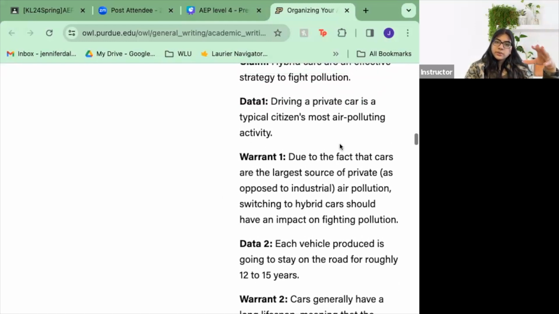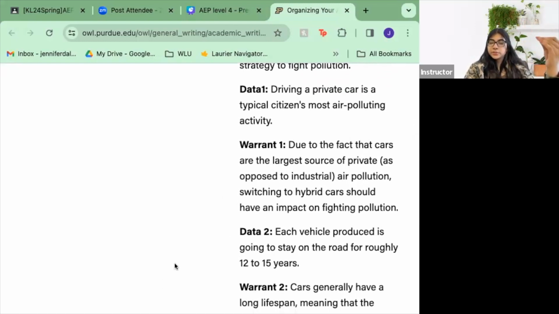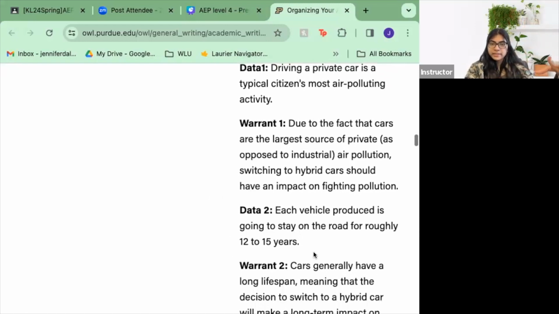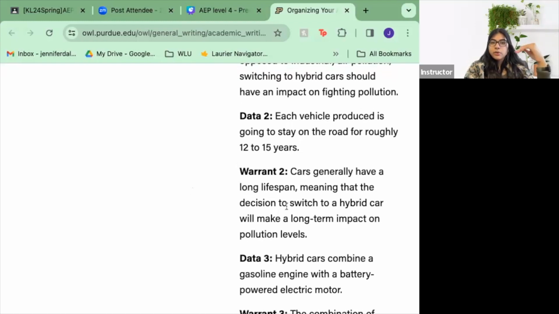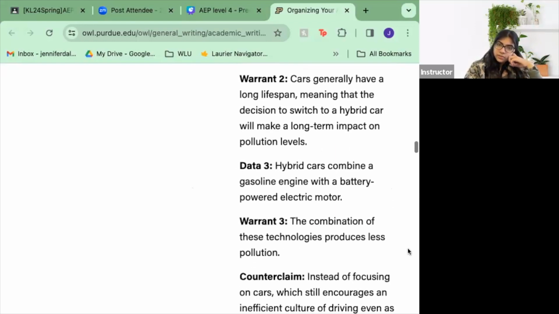So between your data and warrants, between your first data point and your second data point, you want to make sure there's a transitional word. So in this case, they're just listing it out. So that's why there's no transition, but remember that, okay? So each vehicle produced is going to stay on the road for roughly 12 to 15 years. Their warrant, cars generally have a long lifespan, meaning that the decision to switch to a hybrid car will make a long-term impact on pollution levels.